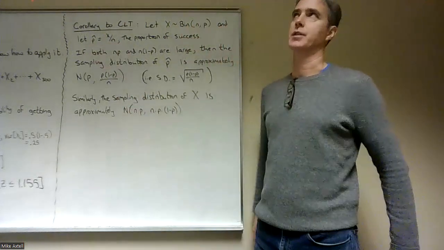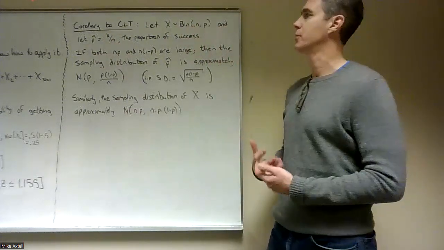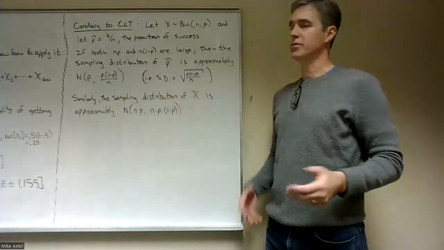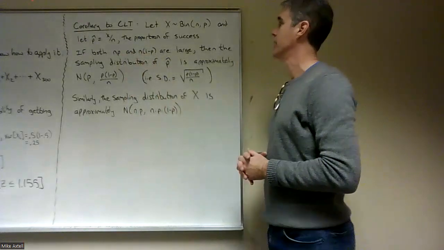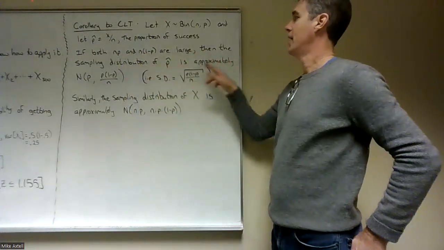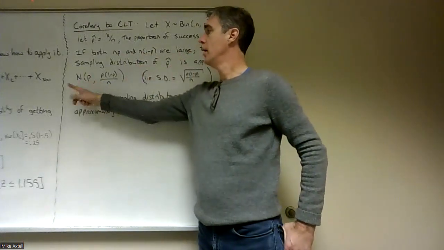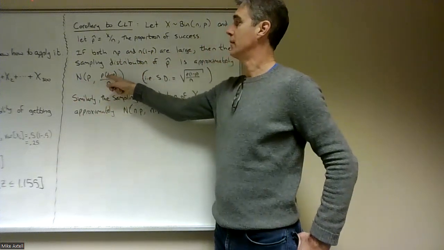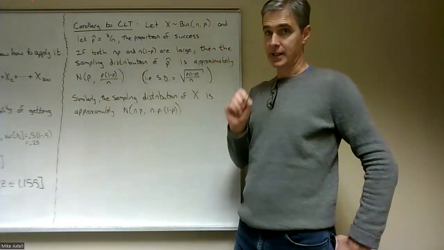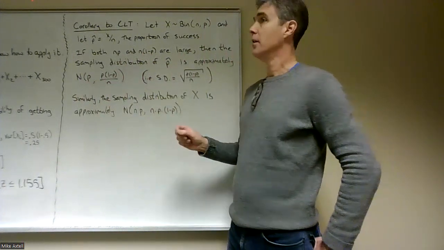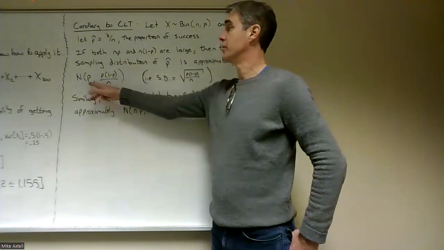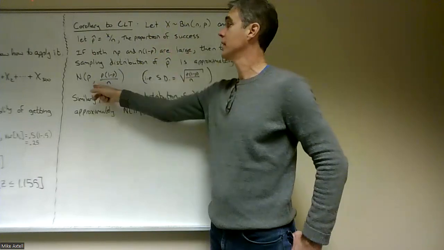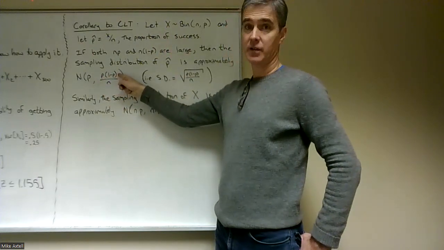Because this binomial distribution has a specific interpretation of that. Now, if both n times p and n times 1 minus p are large, greater than or equal to 10 is what we said, then the sampling distribution of p hat is approximately normal, with mean p and variance p times 1 minus p over n. And this is exactly what the central limit theorem said. There's my mean, my mu for each of these x i's that constitutes x. p times 1 minus p was the variance of each of the x i's.